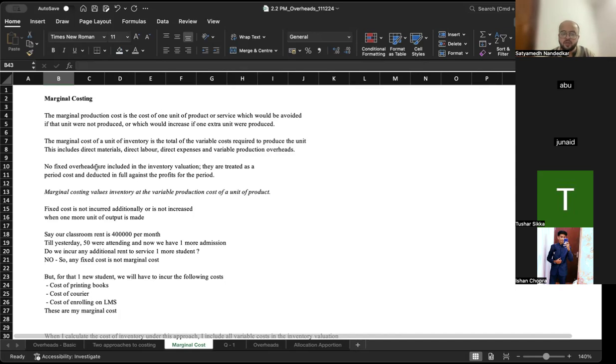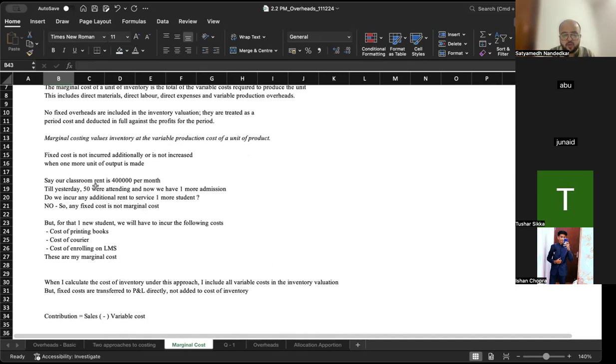The marginal cost of a unit of inventory is the total of the variable costs required to produce the unit. This includes direct material, direct labor, direct expenses, and variable production overheads. No fixed overheads are included in inventory valuation. The fixed overheads are straight away transferred to P&L. Say our classroom rent is 4 lakh per month. Till yesterday, 50 students were attending, and now we have one more admission. Do we incur any additional rent to service one more student? No. So, any fixed cost is not a marginal cost.